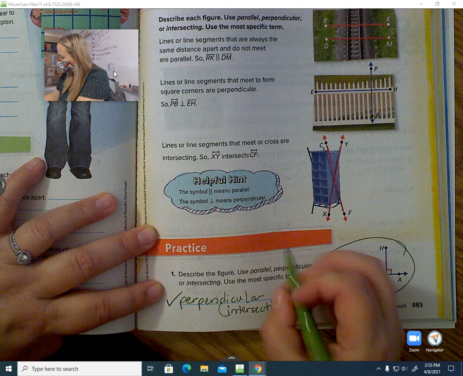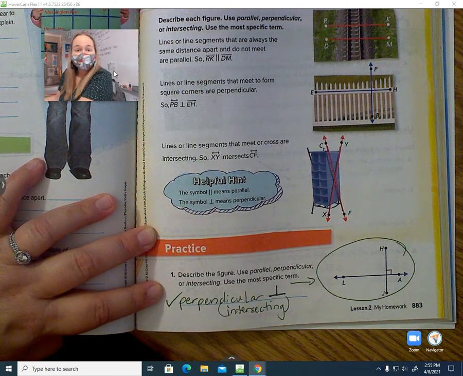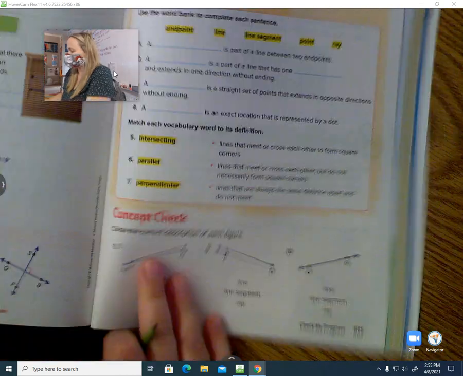Okay? And the symbol for perpendicular, remember we did this yesterday. That's the symbol for perpendicular. And there wasn't a symbol for intersecting. We just wrote that it intersects. Okay, so let's turn the page.